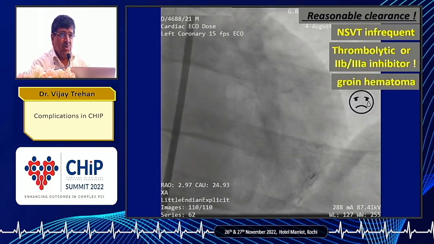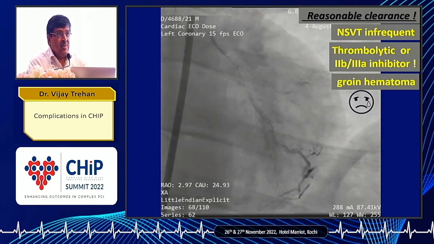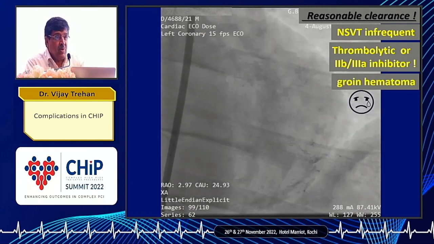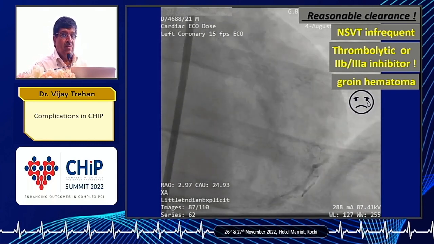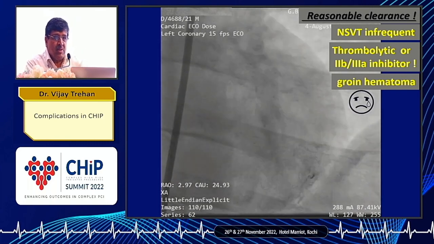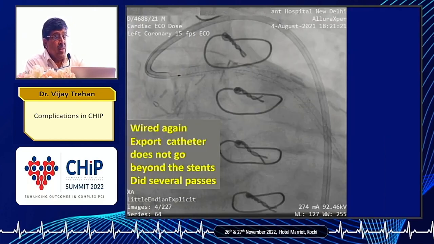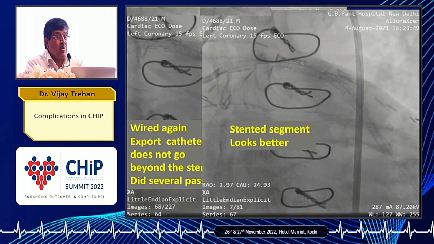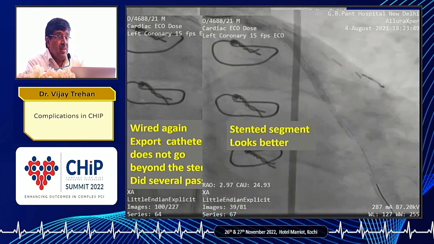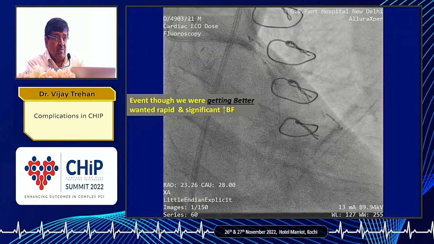As I was just thinking about getting out, my colleague told me, look at the groin. There was a hematoma. So my doors were closed to giving him aggressive thrombolysis or 2B3A inhibitors. So then I had to take back the same system, went back again with the wire, and again started to do a lot of thrombosuction. It started to look somewhat better, but I was very desperate.